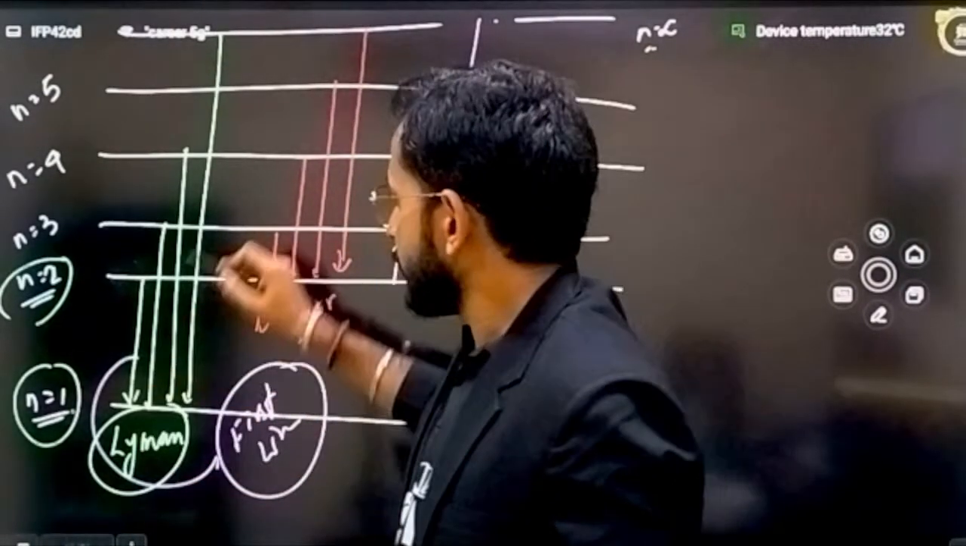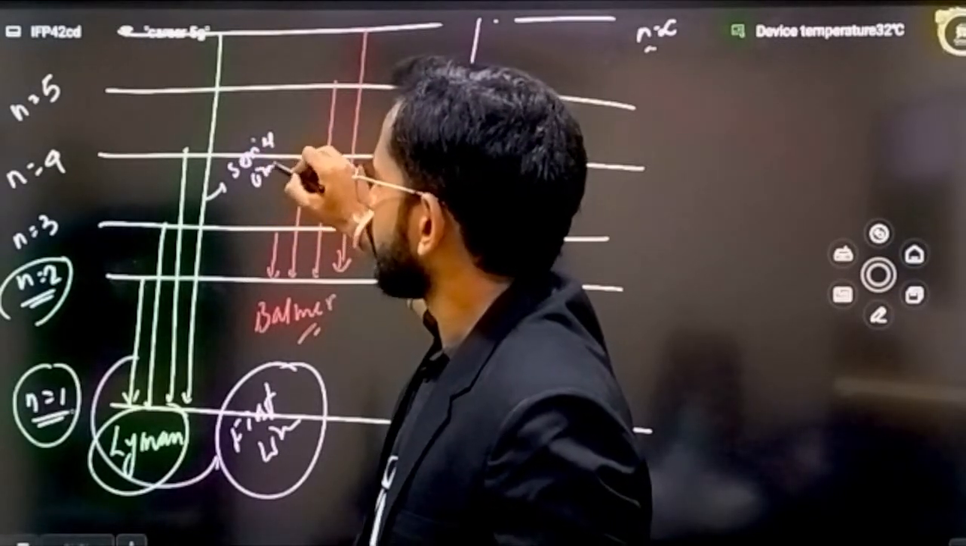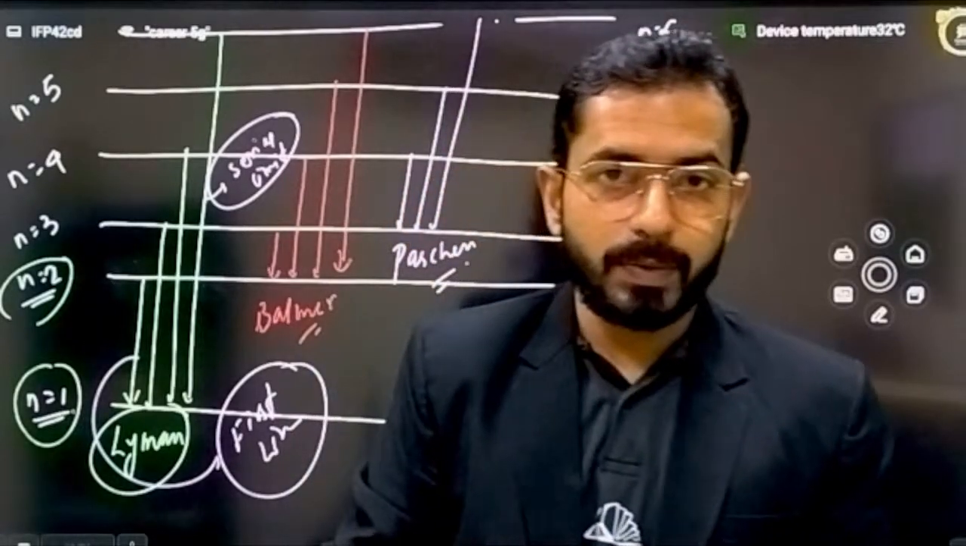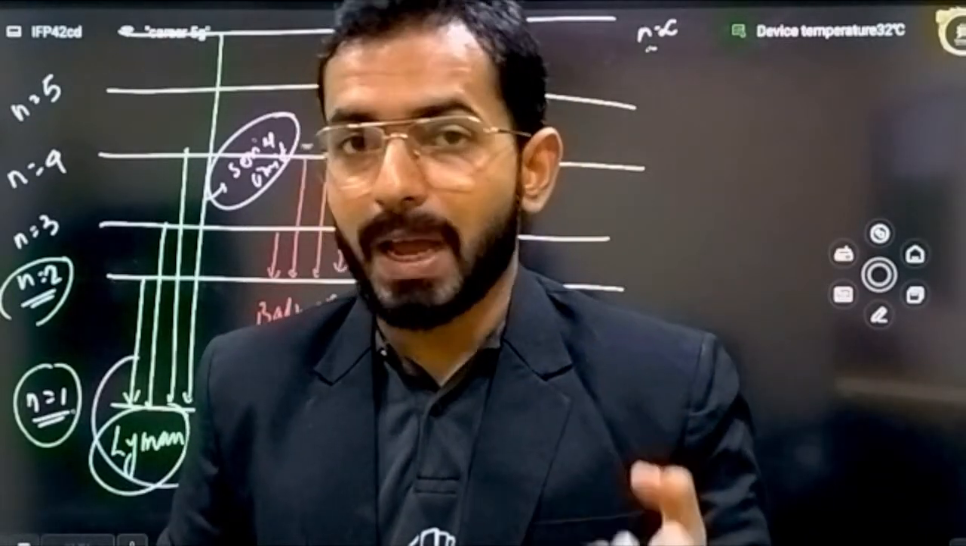This is called the first line. This last line is called the series limit. So they will ask you in terms of the series limit wavelength, or the wavelength of the first line. They will ask you either the minimum wavelength that you will have, or the maximum wavelength.